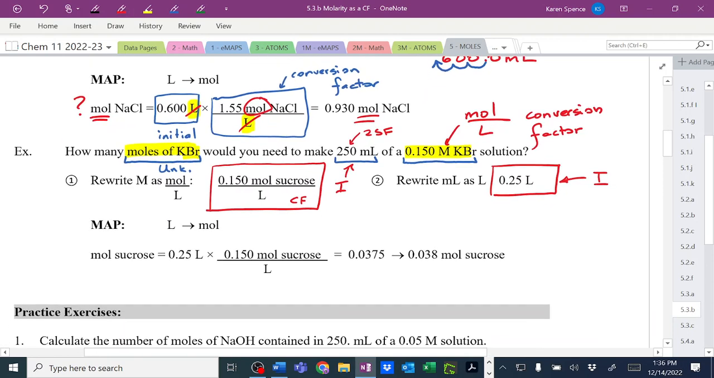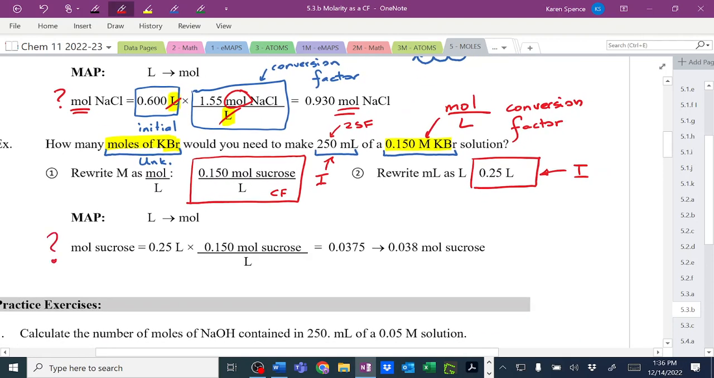So our unknown: how many moles of sucrose can we get if we have 0.25 milliliters? Oh, here's a fun one. Do you guys know what the word of means in math language? Of means times. Per means divided by.